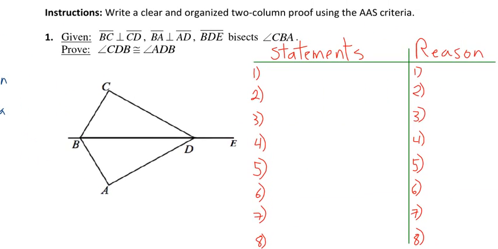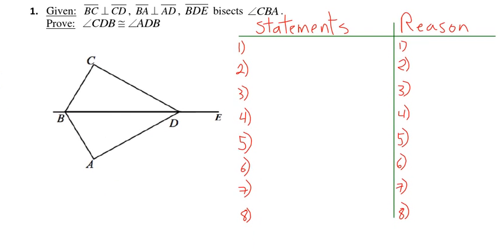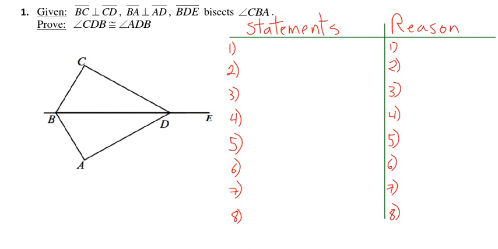And of course, the instructions say, write a clear and organized 2-column proof using the angle-side criteria. This is our criteria for today and the only one that we're going to be using for all the proofs here. So number 1, given: BC is perpendicular to CD, BA is perpendicular to AD, and BDE bisects angle CBA.